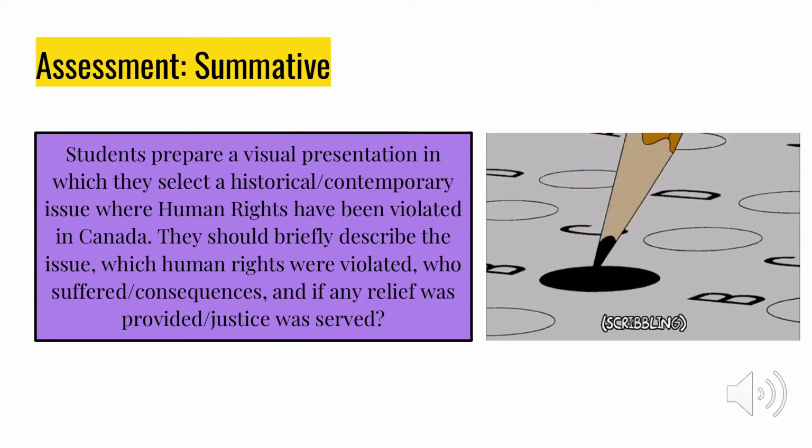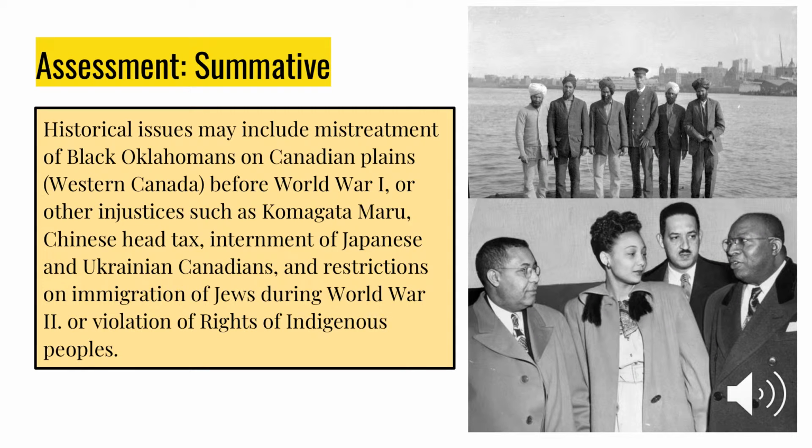For summative assessment, students can prepare a visual presentation in which they select a historical or contemporary issue of their choice where human rights have been violated in Canada. They should briefly describe the issue, which human rights were violated, who suffered, what the consequences were, and if any relief was provided or justice was served. But don't forget to provide rubrics and examples. For historical issues, they may include Japanese Canadian internment, Chinese head tax, or incidents like the Komagata Maru or mistreatment of Indigenous communities.